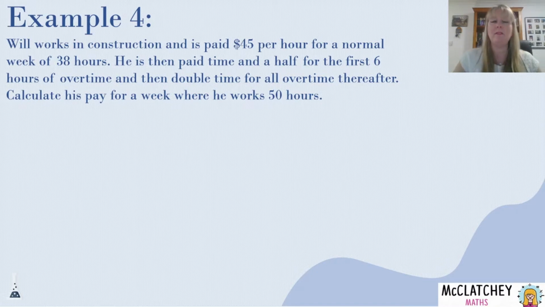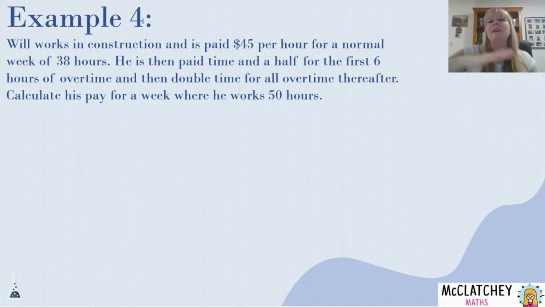So we need to have a little bit of a think about this, because in this particular situation, we've actually got his wage broken up into 3 different categories. First of all, we've got his normal hours, $45 an hour for the 38 hours. Then on top of that, we've got this time and a half for the first 6 hours. So what that will be is his $45 an hour multiplied by 1.5, because he gets $45 plus half of that again for those first 6 hours of overtime.